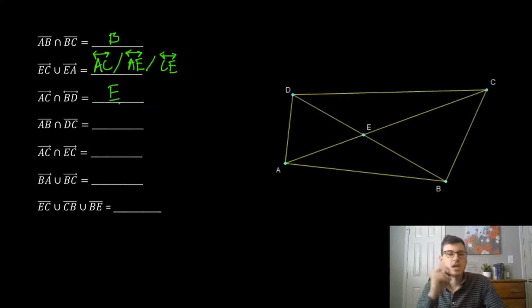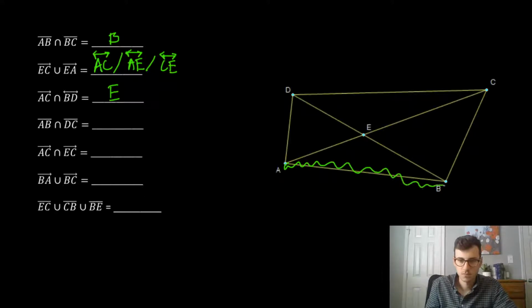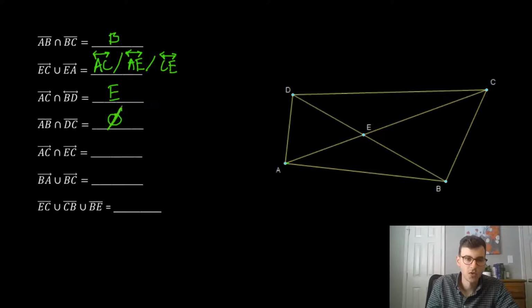Okay, segment AB intersected with segment DC. So here's AB. Here's DC. Do those intersect? No, they don't, right? They don't intersect at all. So remember, when we have two sets that never intersect, that's the null set. There's nothing there.